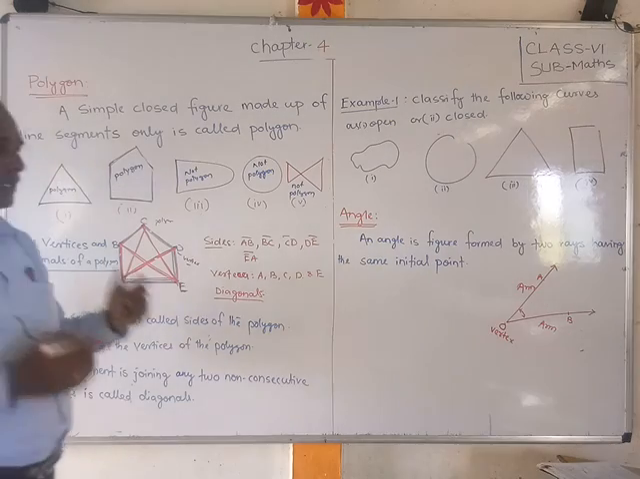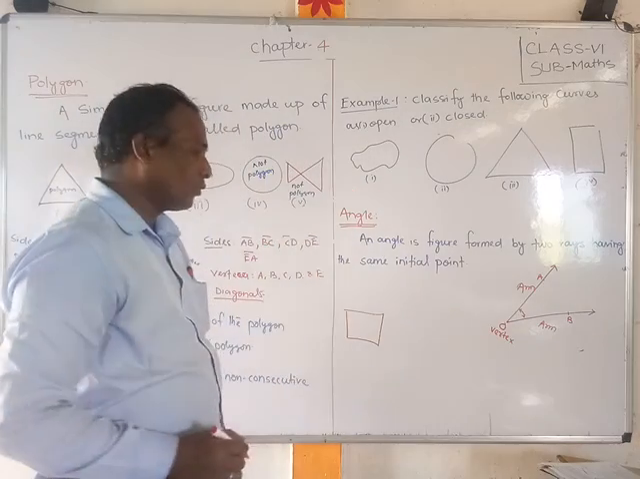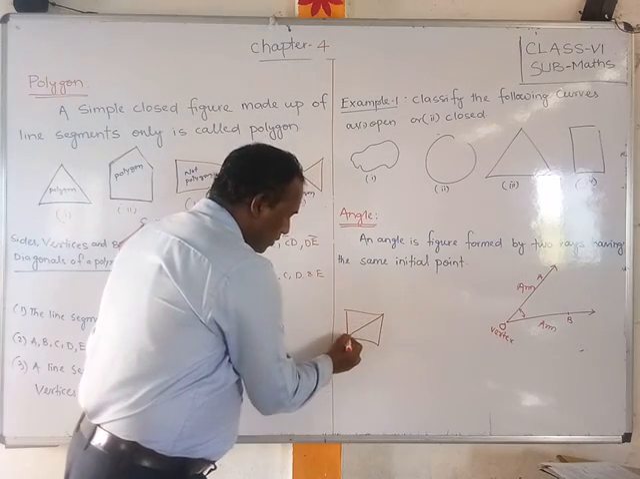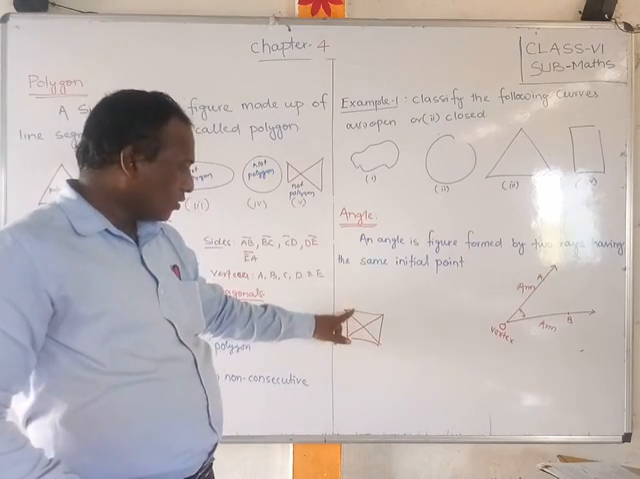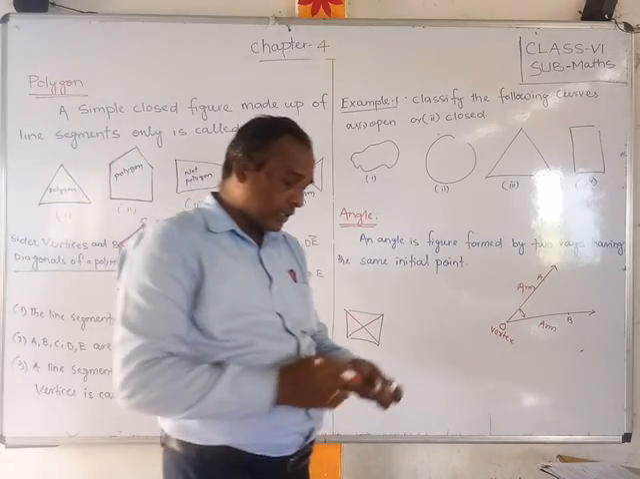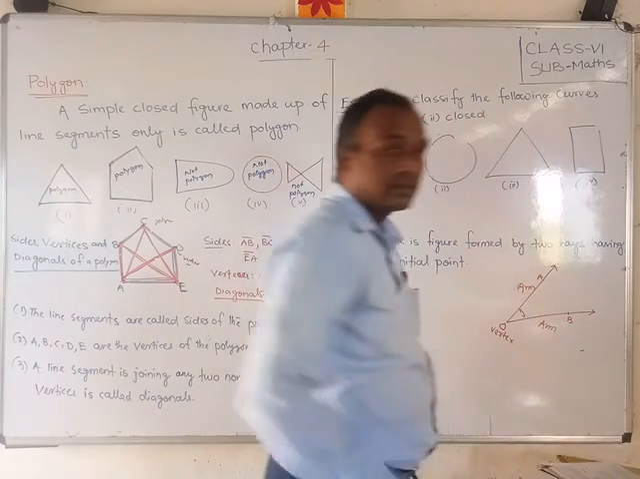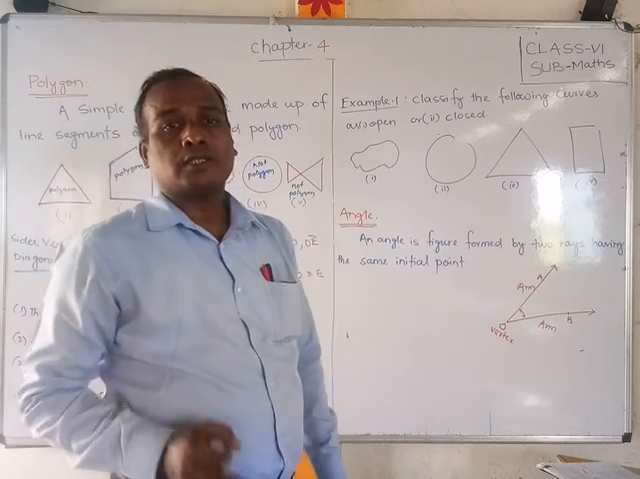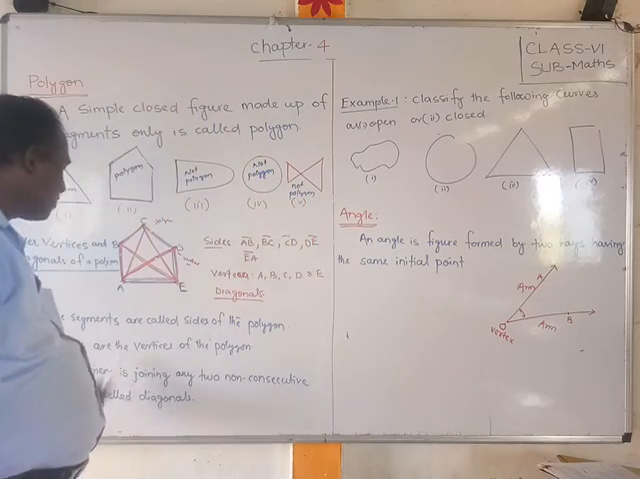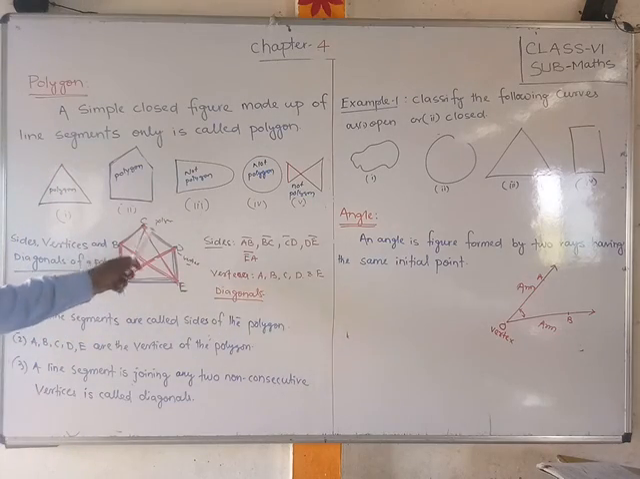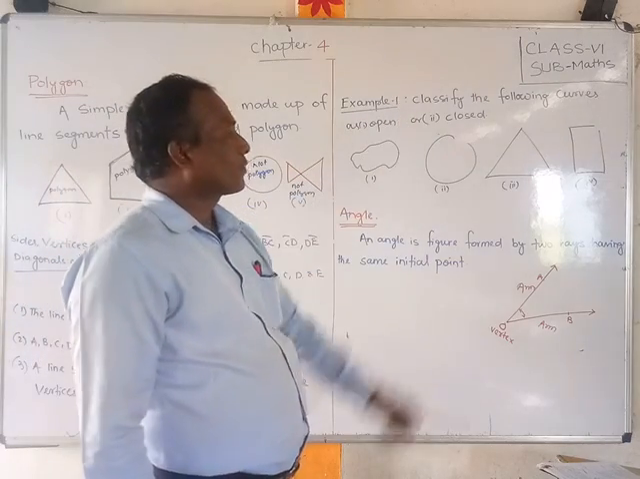Suppose you take a quadrilateral like this, what are the diagonals? These two are the diagonals. This point will join to here, not here. So if you join two non-consecutive vertices, the line segment is called a diagonal. Okay, students, this was about the sides, vertices and diagonals of polygons. Now we will see example 1.